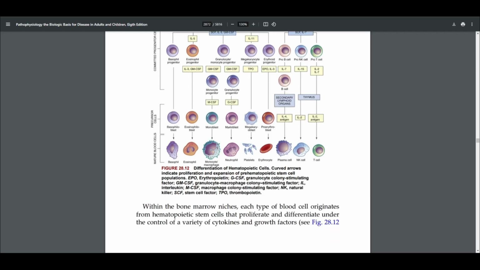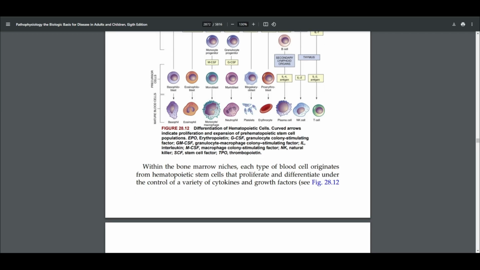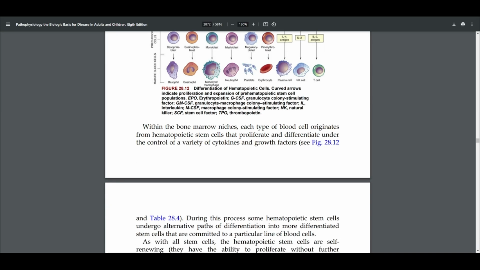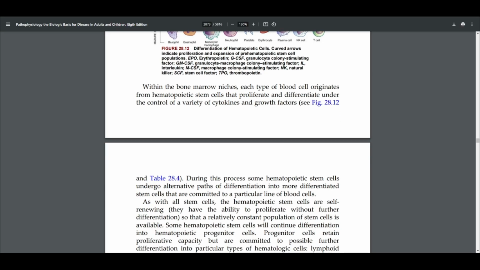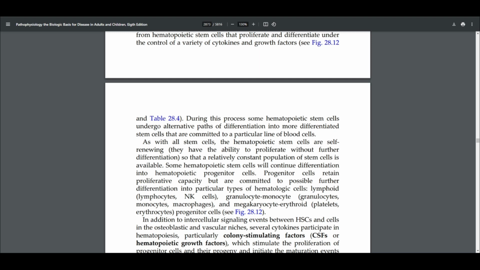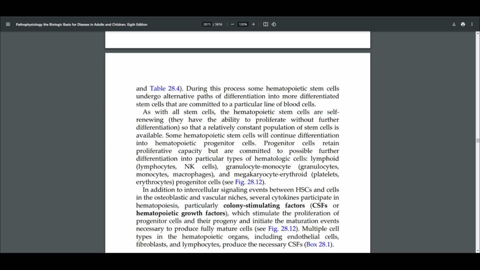Within the bone marrow niches, each type of blood cell originates from hematopoietic stem cells that proliferate and differentiate under the control of a variety of cytokines and growth factors. During this process, some hematopoietic stem cells undergo alternative paths of differentiation into more differentiated stem cells that are committed to a particular line of blood cells.